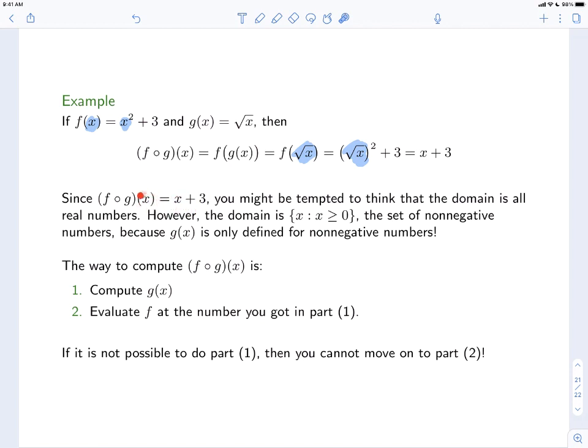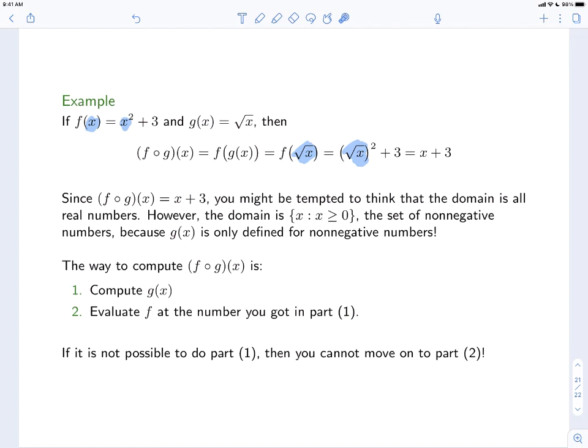But if I try to plug a -1 into my composition, the first thing I have to do is compute g at x. If I put a -1 in there, then I'm going to have a problem because that's the square root of -1. So the way to compute the composition is: step 1, you compute g at x. And then whatever that is, take that into step 2: evaluate f at whatever number you get in part 1. So if it's not possible to do part 1, then you can't even start part 2.